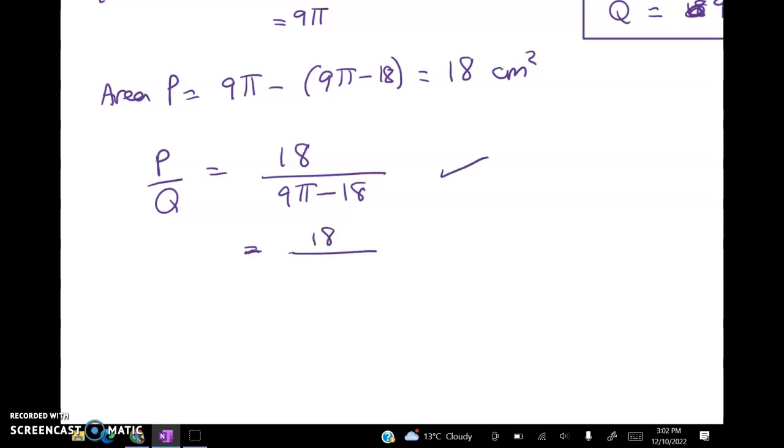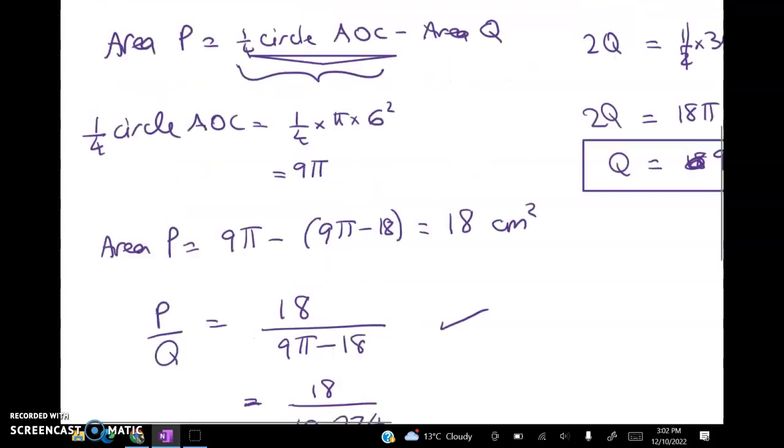But if you want to round it, you get about 10.274 there in your denominator, which works out to be 1.75, blah, blah, blah. So to 3 significant figures, I got 1.75. And that's a ratio, so that doesn't have any units. Okay, so Snehal, I hope that helps.